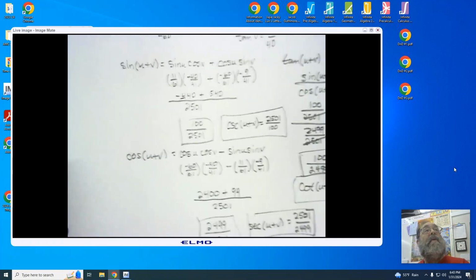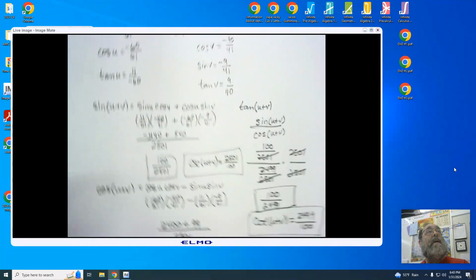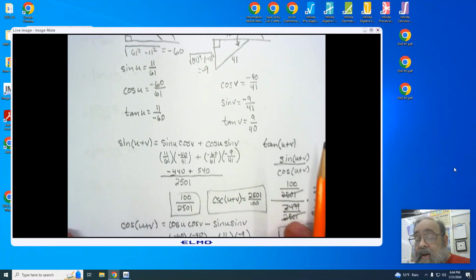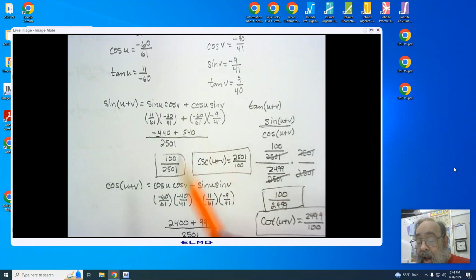So again, let me just give you a moment to look at what I did. I started off identifying the quadrant. I used the Pythagorean theorem to find the missing side based upon the quadrant we're in. Once I have it, I can set up my ratios for sine of u, cosine of u, and tangent of u. I then repeat the process in the third quadrant with the v. Once I have my missing value using the Pythagorean theorem, I set up my cosine of v, sine of v, and tangent of v. I then go to the formulas for the sum and difference for both sine and cosine.